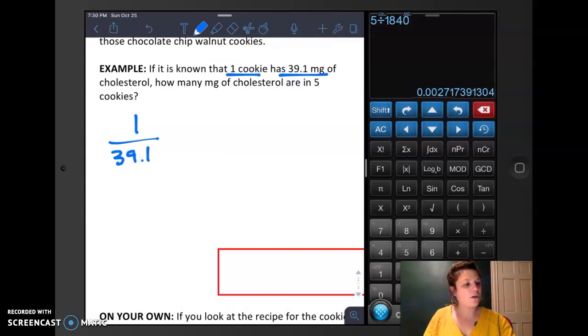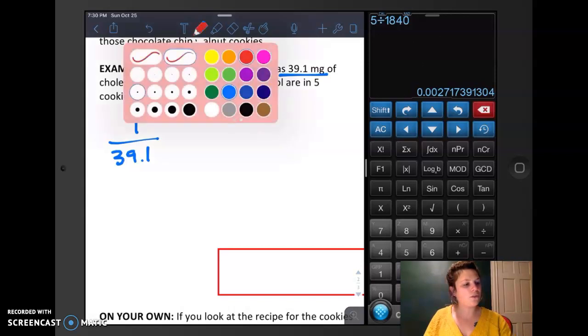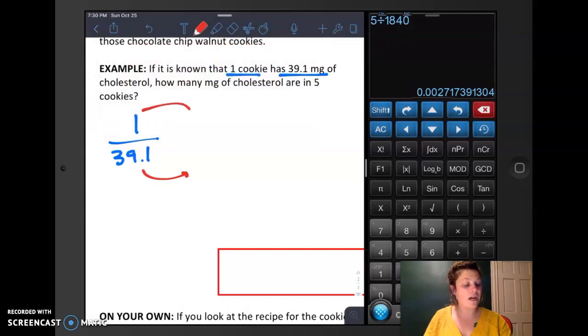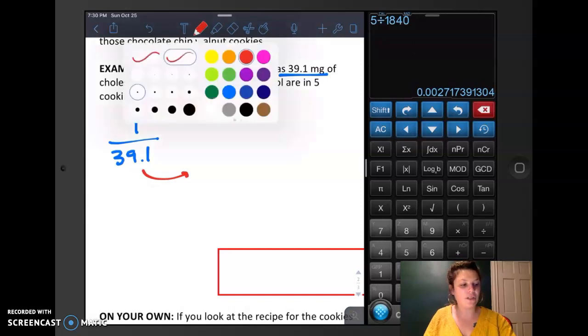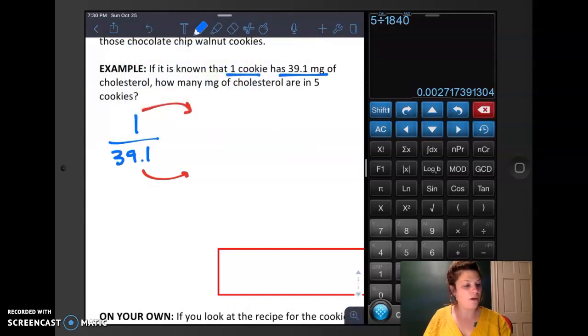And then we want to know if we wanted to change this fraction into an equivalent ratio, right? But we know that we want to have 5 cookies. We know we wanted to multiply the batch by 5, or we wanted to eat 5 cookies. We want to know how many milligrams of cholesterol that is. How could we do that? What is this number that's going to be on the bottom?